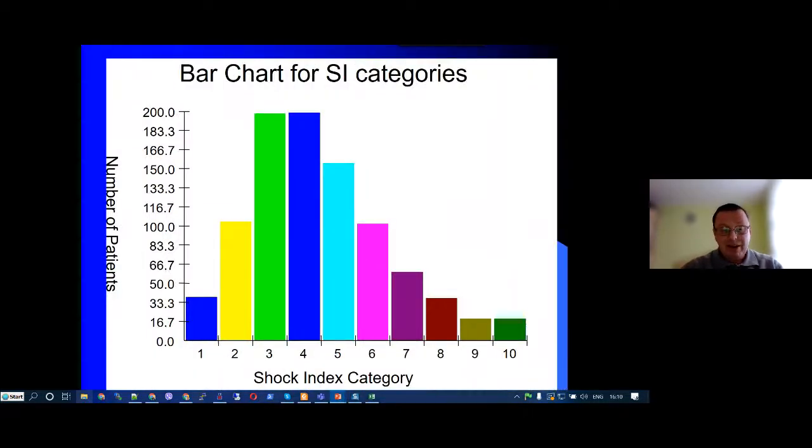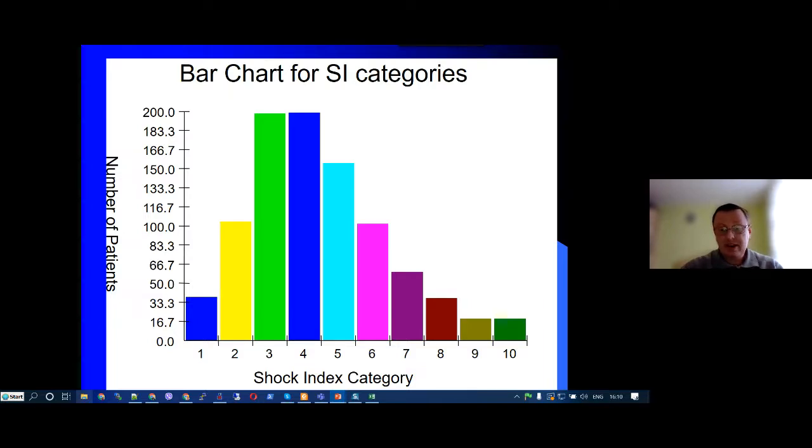Practically it could look like this one. We display the number of patients who get some specific shock index. Here we have 10 levels of shock and the number of patients that suffer from each level of shock. So again, it's a nice example of what I already said.